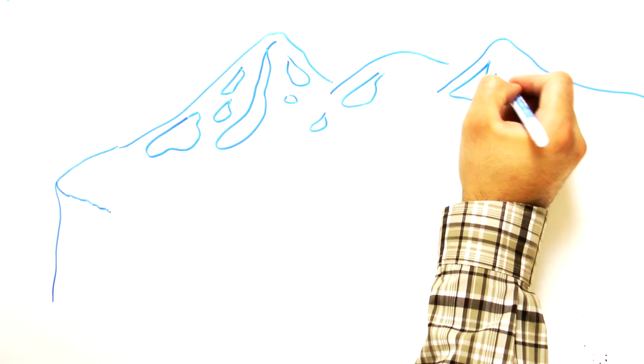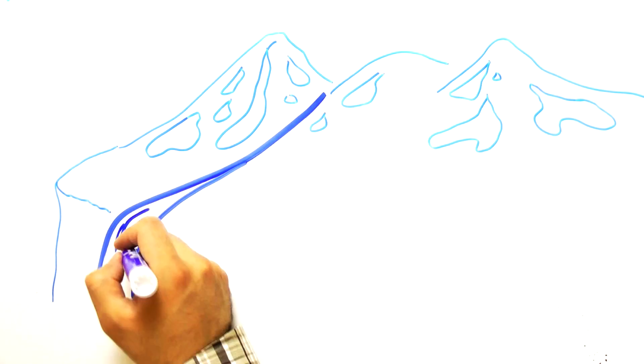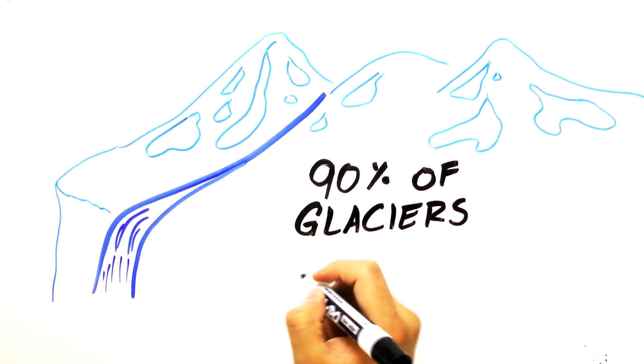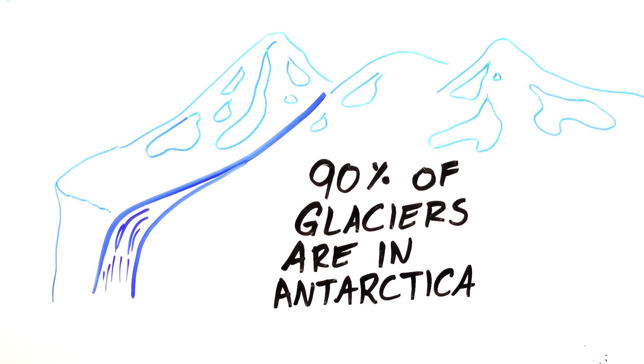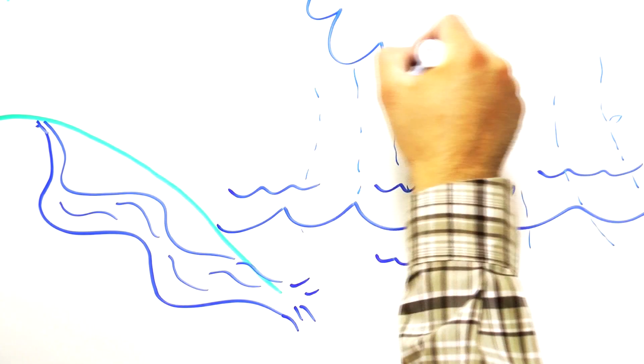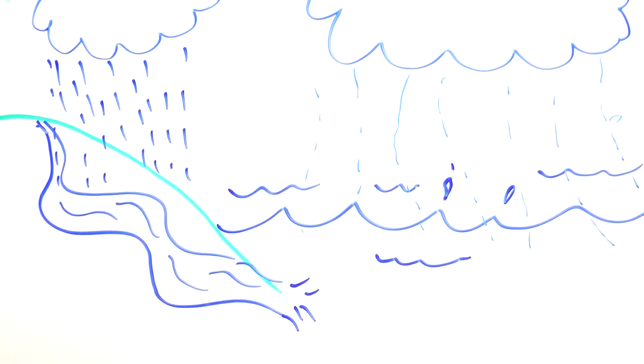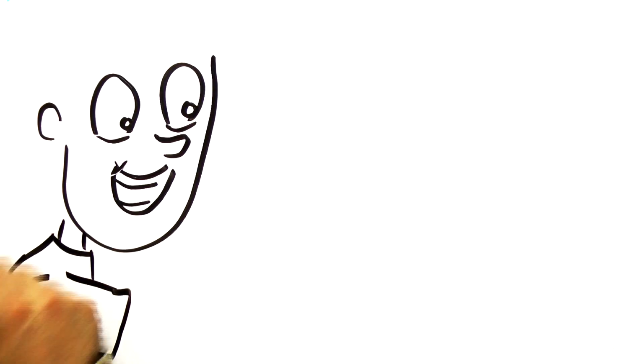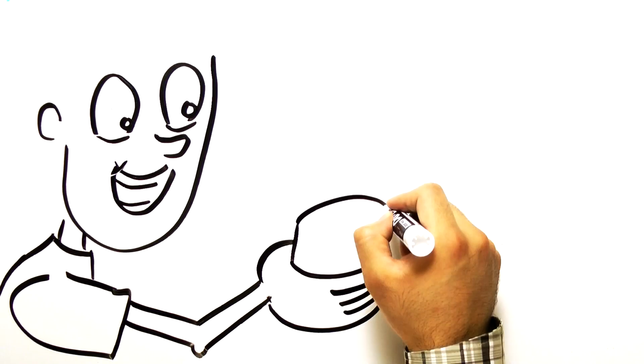Water can also be stored as glaciers, 90% of which are in Antarctica. The glaciers eventually melt and return to circulation in the form of streams. The water all runs downhill and eventually ends in the ocean, where the cycle just keeps on going and going and going. So, next time you drink a glass of water, think about all the amazing places those molecules have been.